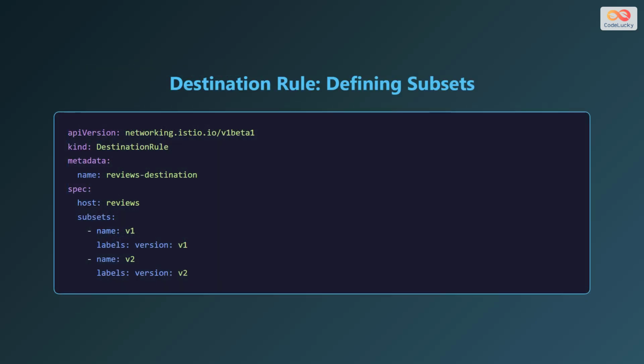Here's a basic destination rule that defines subsets for the review service. The subsets section creates two named groups, version 1 and version 2. Each subset uses label selectors to identify which pods belong to it. These subsets can then be referenced in virtual services when you need to route traffic to specific versions of your service. This separation of routing logic and version definitions makes your configurations cleaner and more maintainable.